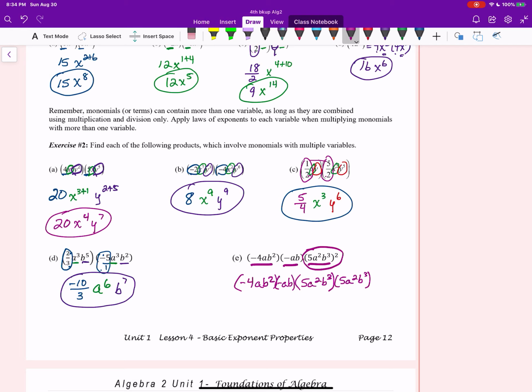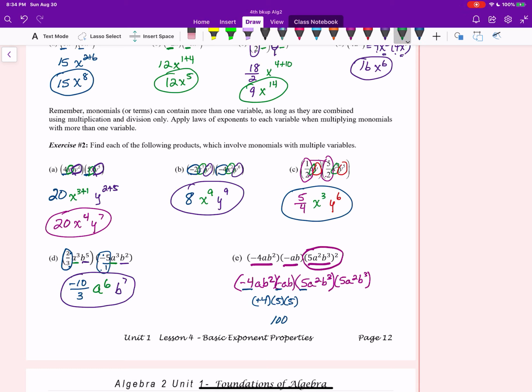Okay, so now we have 4. That's all right. We'll just multiply the coefficients first, right? -4 times -1 is +4. Times 5, let's see, +4 times 5 times 5. That's 20 times 5 is 100. So that's our coefficient.